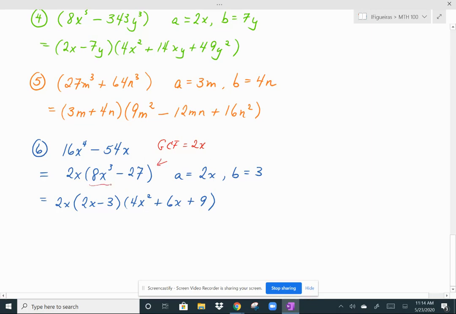Now, this is the difference of perfect cubes. So I have that a is equal to 2x and b is equal to 3. Then we plug into the formula. So remember, just keep carrying down that 2x. That's one of the factors. But here the formula will be the second formula. This is a minus b times a squared plus ab plus b squared. So the 2x times 2x minus 3 times 4x squared plus 6x plus 9, all three of those factors are the factors of the original polynomial.